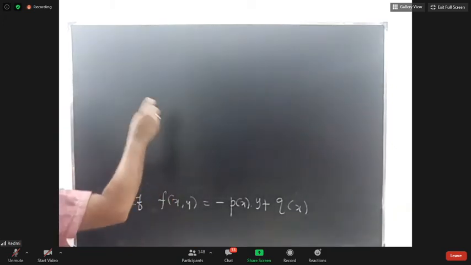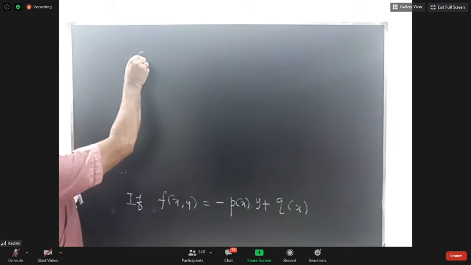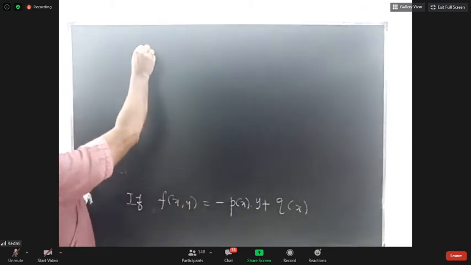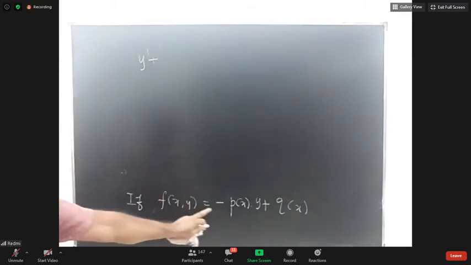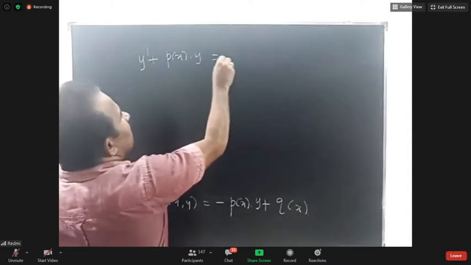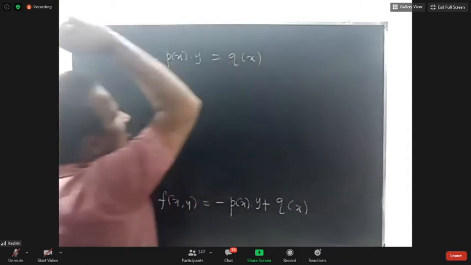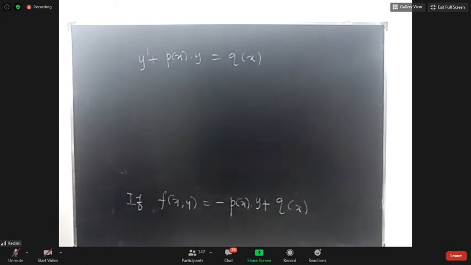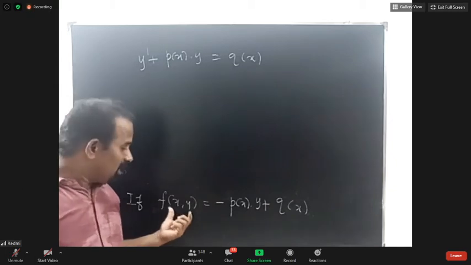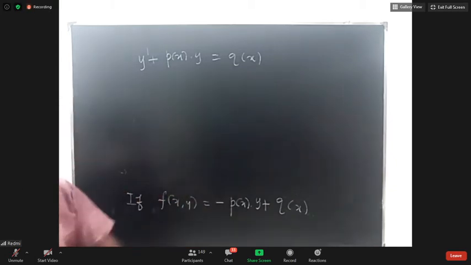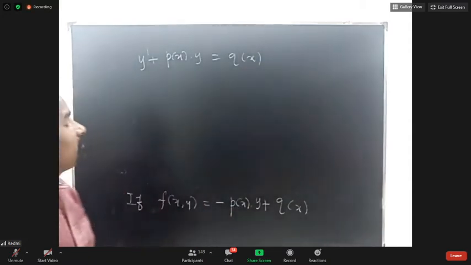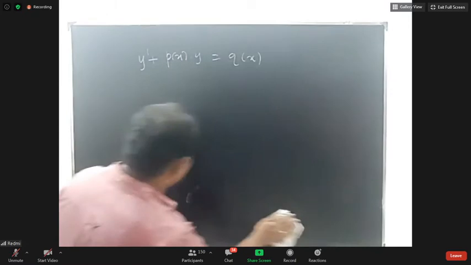Again, this also can be written as y dash plus p of x into y is equal to q of x. All the things are the same. f of x comma y is equal to y dash, therefore y dash plus p of x into y equals q of x. This can also be written like this. So this is called a linear equation.